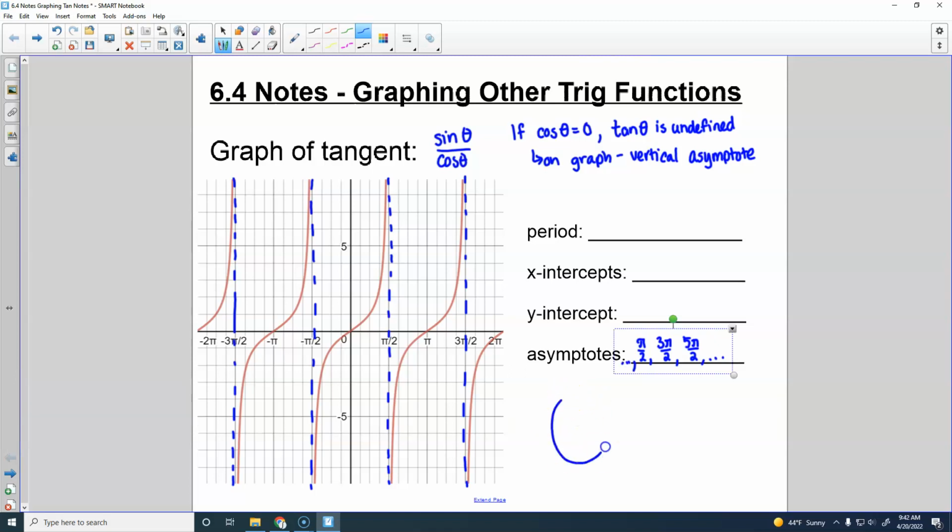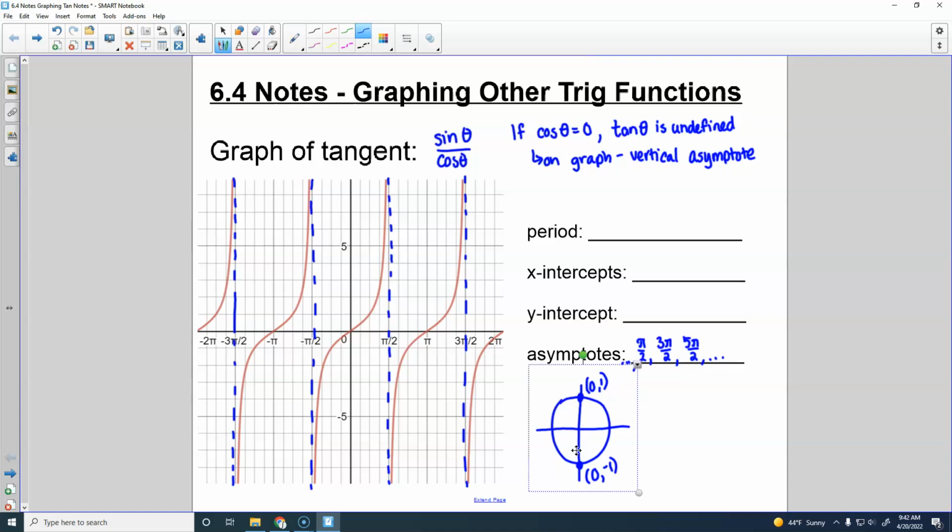So if you think about that unit circle, cosine is your x coordinate. So you got 0, 1 here, and 0, negative 1 here. So right here at pi over 2 and 3 pi over 2, those are the two places that we're going to see vertical asymptotes for tangent.